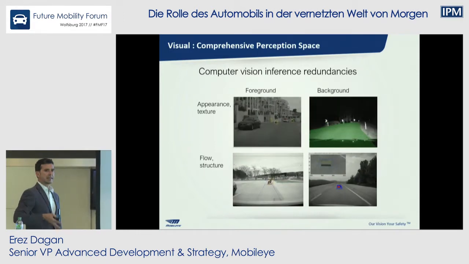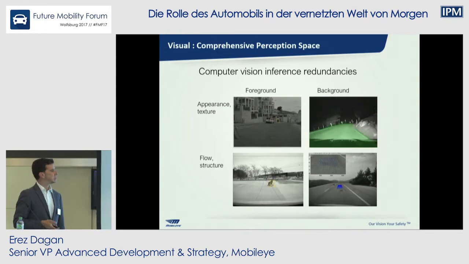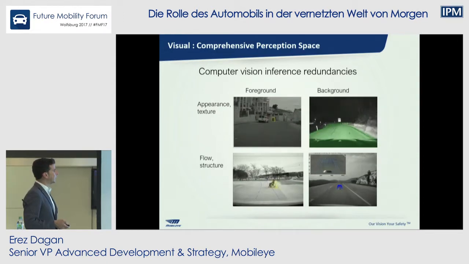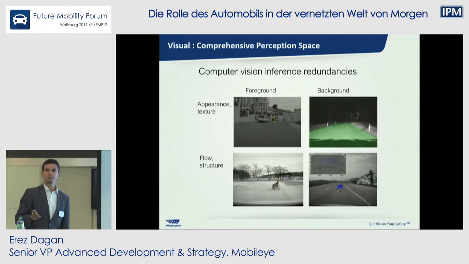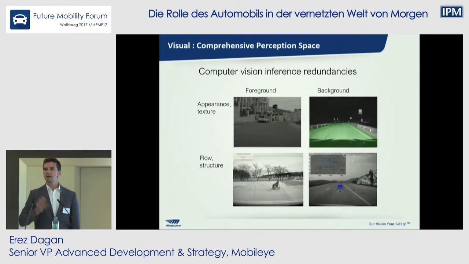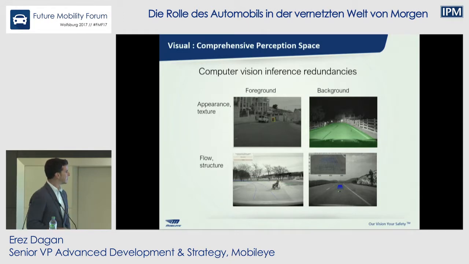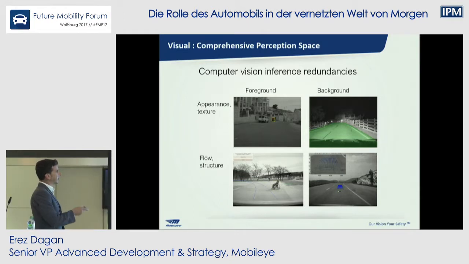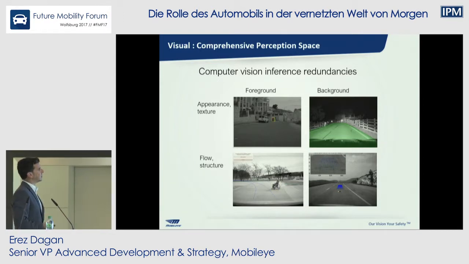Computer vision has internal redundancies. What do I mean by redundancies? You have a sense of something in front of you from many different perspectives. Let's look at it more technically for a second. Here it is. So we have a 2x2 matrix, just really to encapsulate how computer vision approaches the perception problem. You can analyze the foreground, the object of interest.